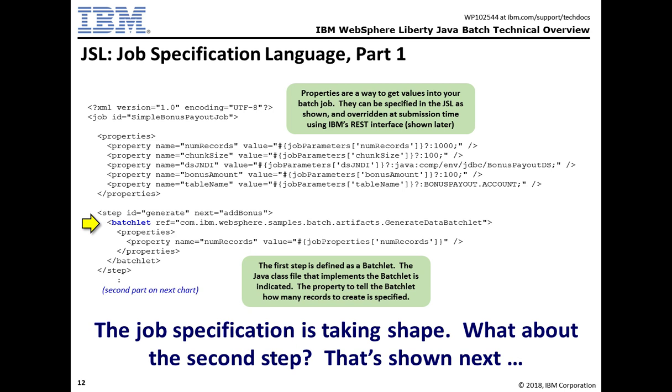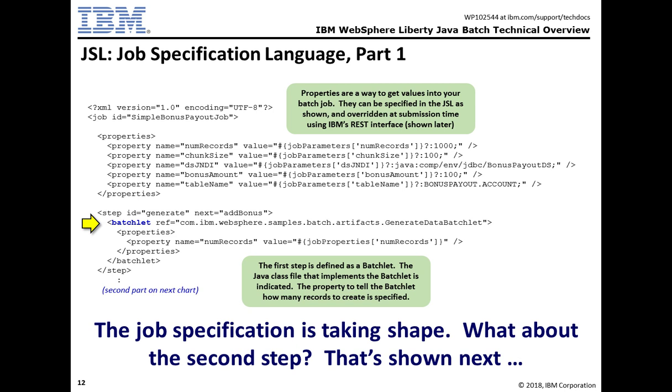And our first step, the name of the step is generate. And right next to it, you can see it says next equals add bonus. That's flow control. So the way the flow control works with JSL is that the first step that it finds in the JSL file is always the first step it runs. After that, it goes until it runs out of direction of where to go. So if it hits a step that doesn't tell it where to go next, the job's done. So if we didn't have this next equals add bonus there, it would run this step and stop regardless what else is in the JSL file.